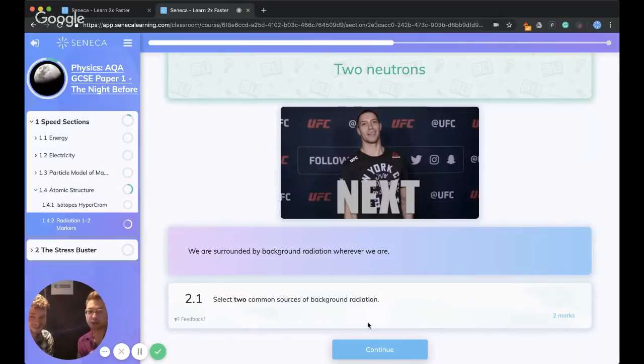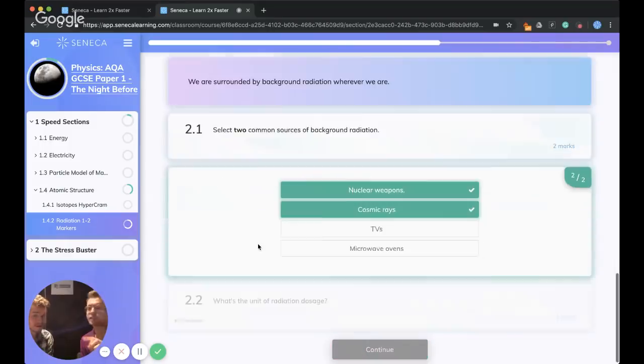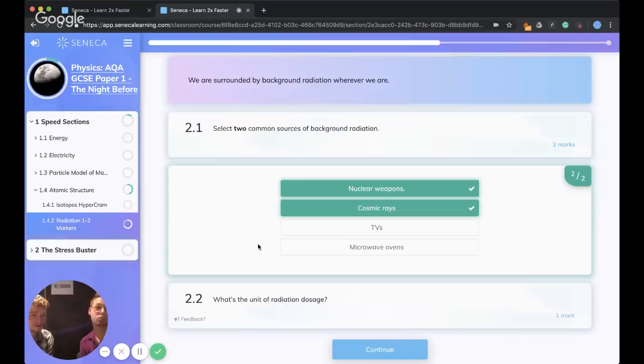So, background radiation, some common sources. I think it's going to be nuclear weapons and cosmic rays. TVs, no. You shouldn't watch too much of it, but now we've got our laptops and our iPads. Times are changing. So much radiation, but it's not from those. Not microwave ovens. They do have a type of radiation, but that's infrared. Isn't it? I'm gonna say microwaves use microwaves. That's it. They use microwaves.